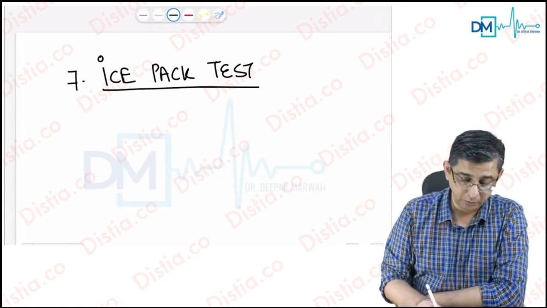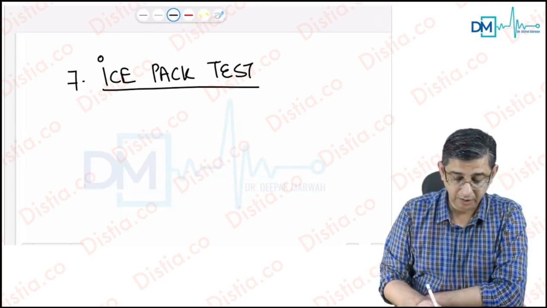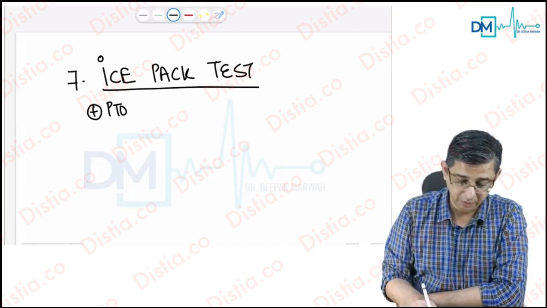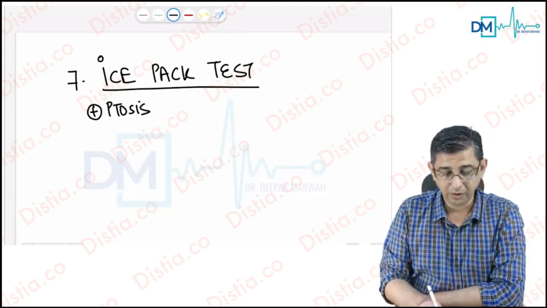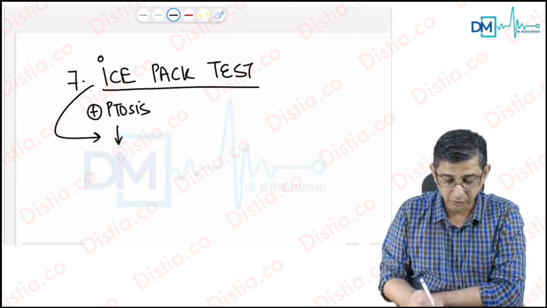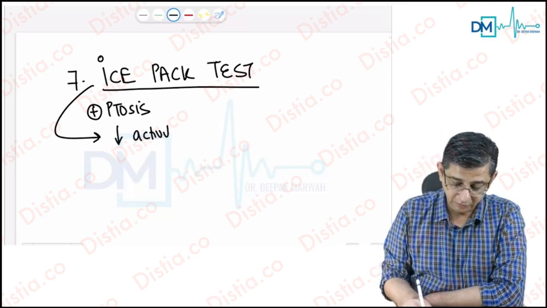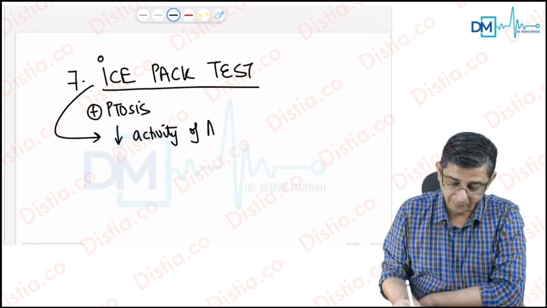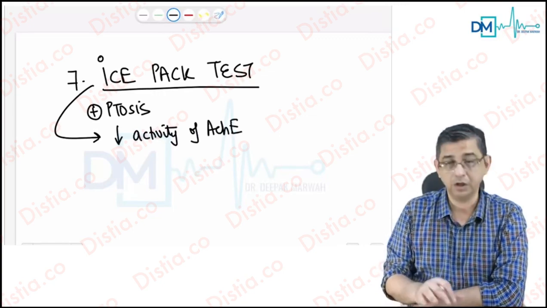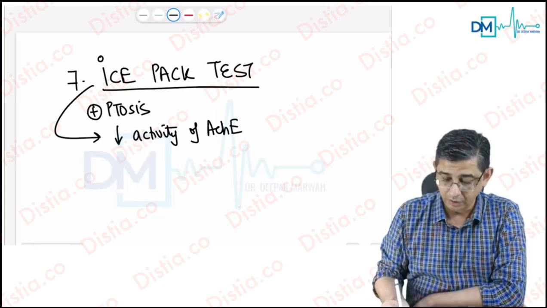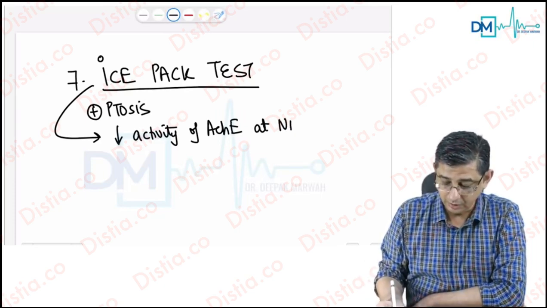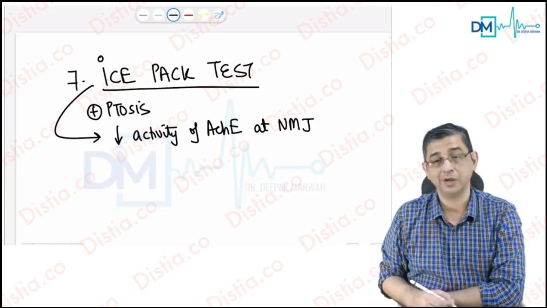Even in this condition, you will be asking the patient for sustained upward gaze, and there will be induction of ptosis in the patient. It would be asymmetrical ptosis. When you apply the ice pack, it will do two things. First, it will inhibit or decrease the activity of the acetylcholinesterase enzyme. ACHE basically means acetylcholinesterase enzyme at the neuromuscular junction. So the degradation part has been reduced.